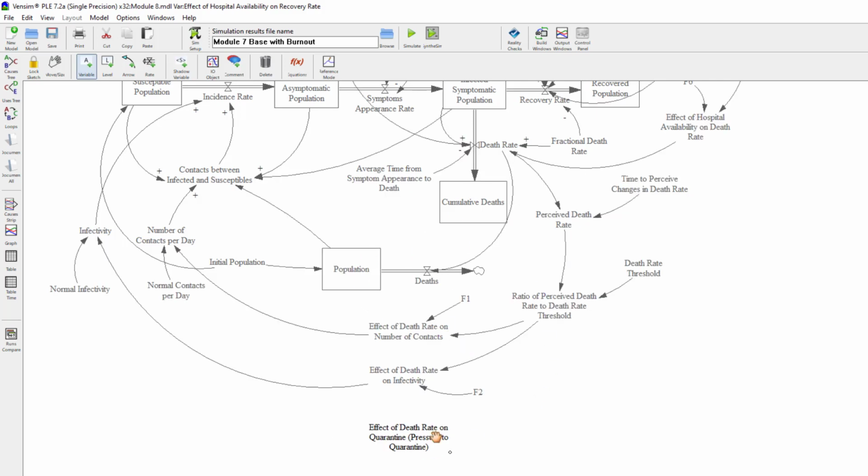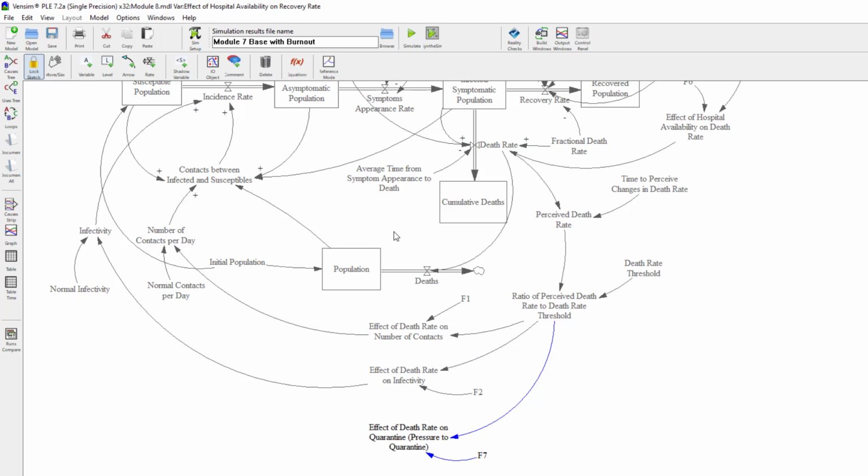Now the input to this variable will be the ratio of perceived death rate to death rate threshold. And we need a lookup function, a table function. I believe it's going to be F7. So create an arrow like this. You can see all the three effects coming from the death rate. They kind of look very similar.